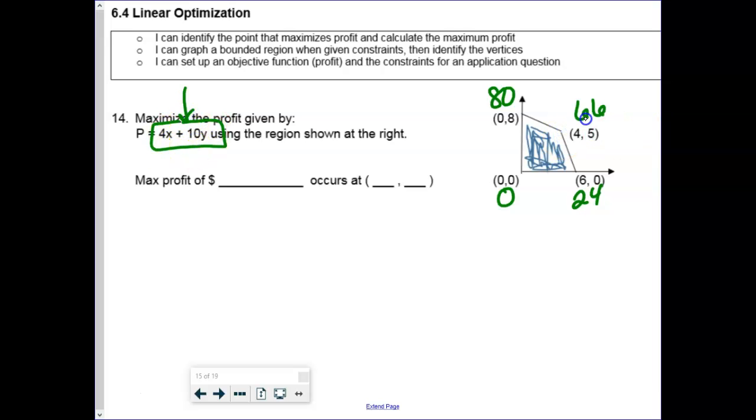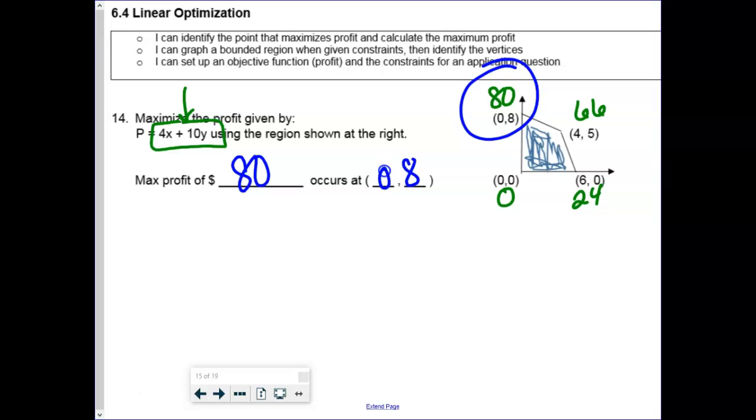So this was, first mistake I had was I called this 65. Second mistake I had, I thought 65 was the biggest number in this list. Wrong, Abruzzo. Who's the biggest number? Yeah, that guy right there. So you have a maximum profit of $80, and it occurs at 0, 8. It was not my best moment, guys.